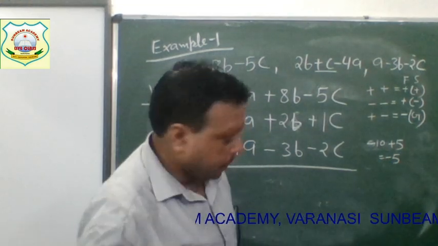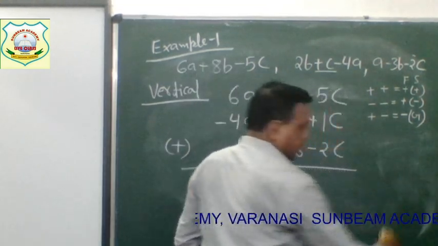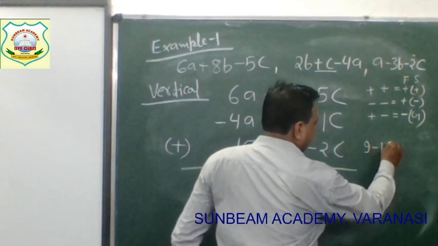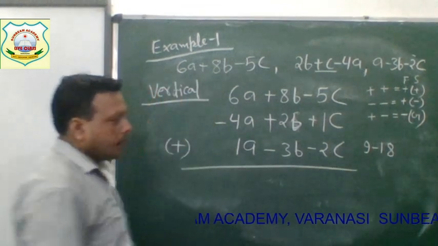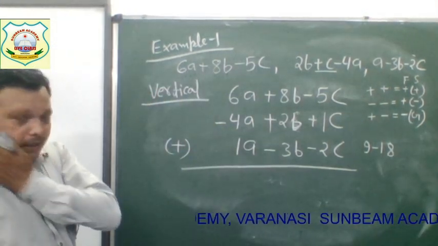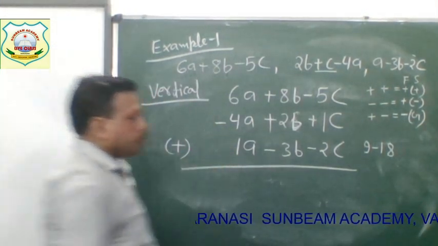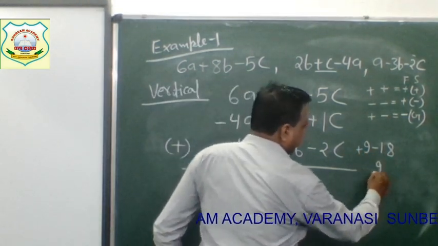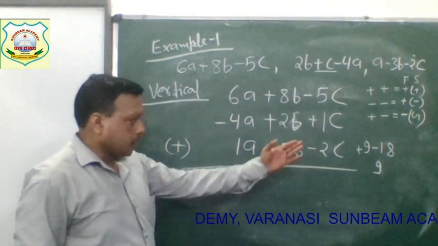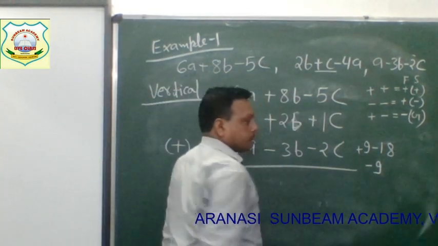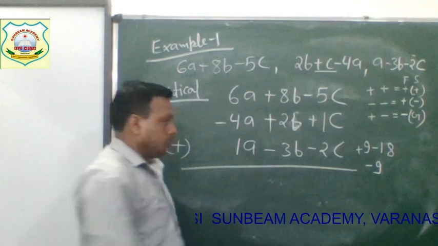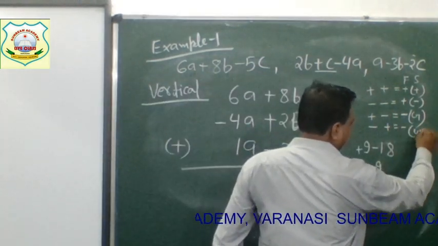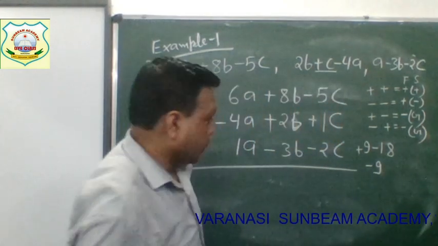Regarding this, suppose we have written here 9 minus 18. Look, 9 is plus and 18 is minus. So we know plus and minus means subtract, 18 minus 9, 9 will come. What should the sign be? The sign follows the greater value, so minus sign. I think students are clear. If minus and plus are given, the sign depends on the greater value. You will follow this rule.